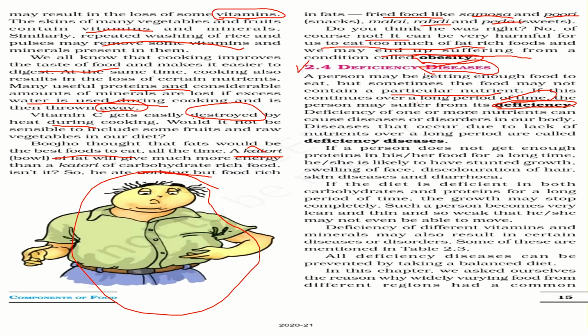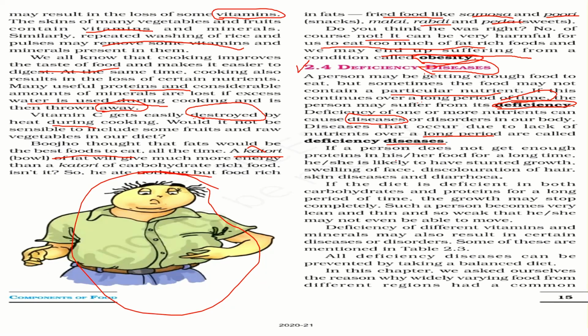Deficiency of one or more nutrients can cause a disease. Deficiency of one or more, like carbohydrates, a fat or a protein, which your body needs, may cause diseases or disorders of our body. Diseases that occur due to the lack of nutrients over a long period are called deficiency diseases. I hope you understand what a deficiency disease is.